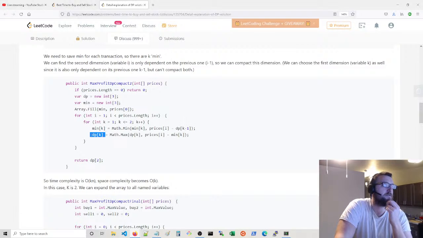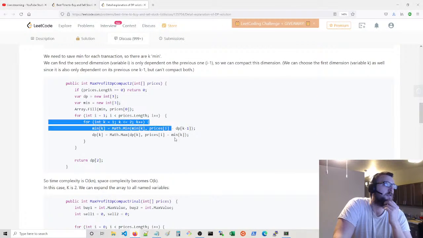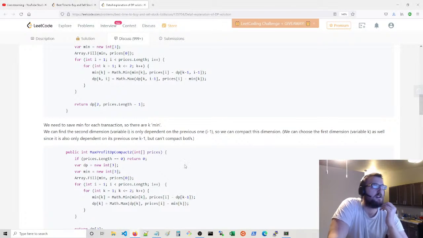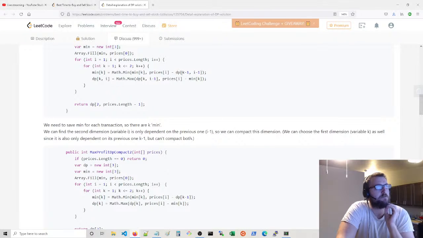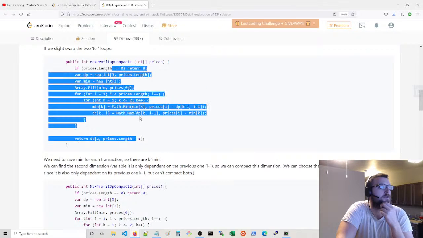And I don't know, does dp of 2 change? I don't know. Maybe. I'm kind of losing my mind a little bit here, but what I'm trying to say is that this previous value, dp of k minus 1, i minus 1, isn't going to change in this approach.